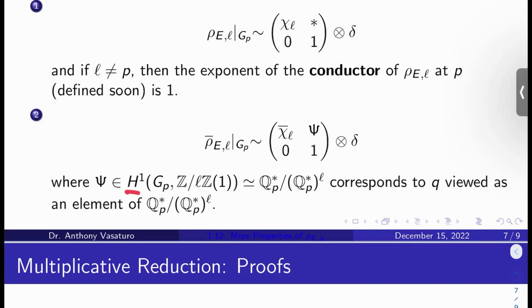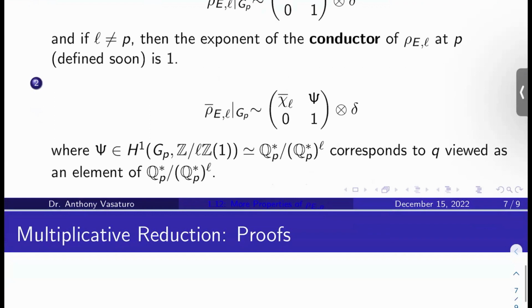Psi is an element of H1 of GP acting on Z mod L Z(1), the first Tate twist of Z mod L Z. And you know from Galois cohomology, for example, from class field theory or wherever you might learn this, this is just isomorphic to QP star mod QP star to the L, so QP star mod L powers. But the thing is, Q lives here, so it has an image here. So you can think of Q as living here. And so basically psi lives here and corresponds to Q here. Okay, so I want a character here.